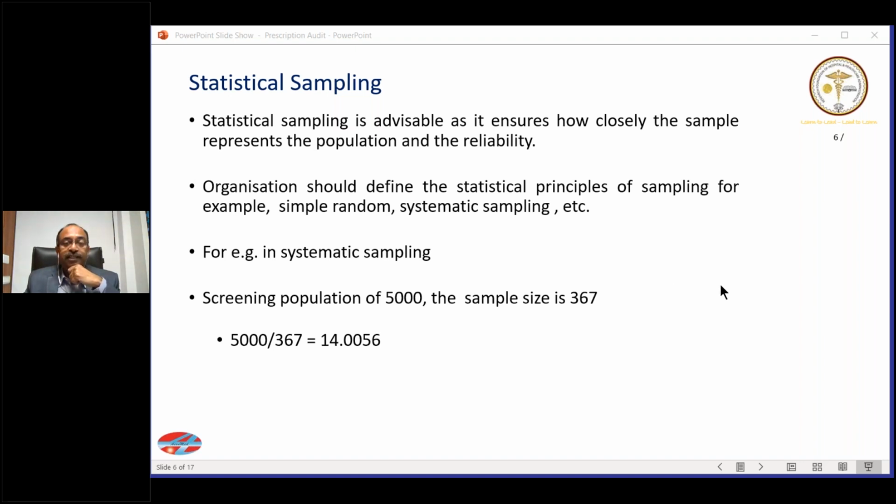It comes to about 31.25. That's the number that you get. So if I say that to collect 400 samples out of 12,500, you pick up every 30th prescription, will this be a correct statement?